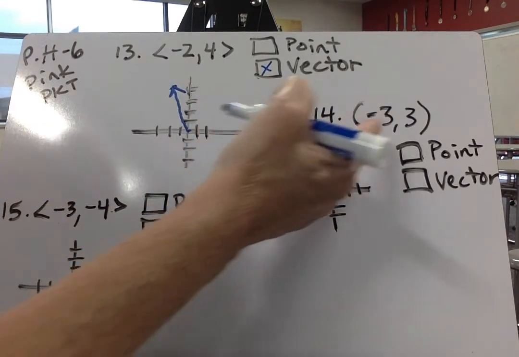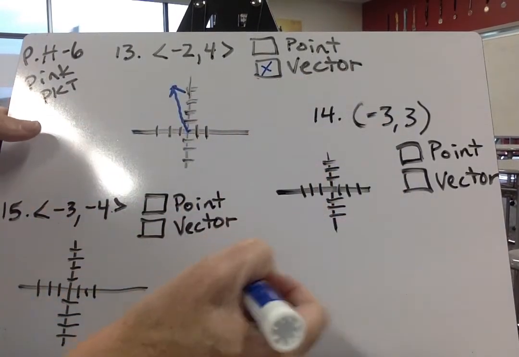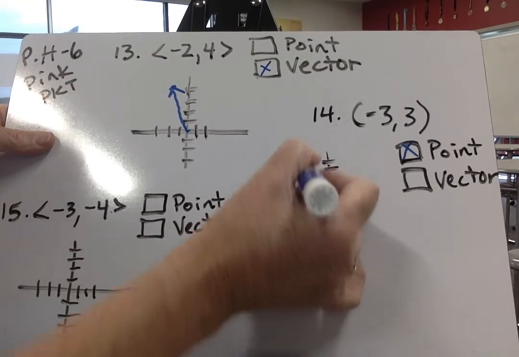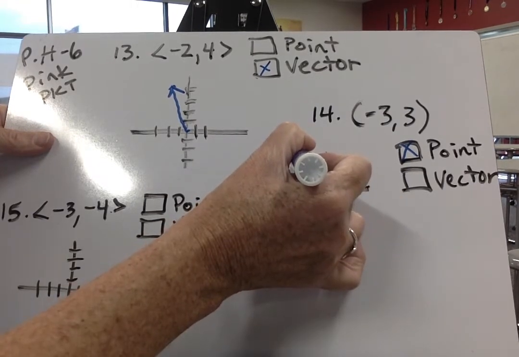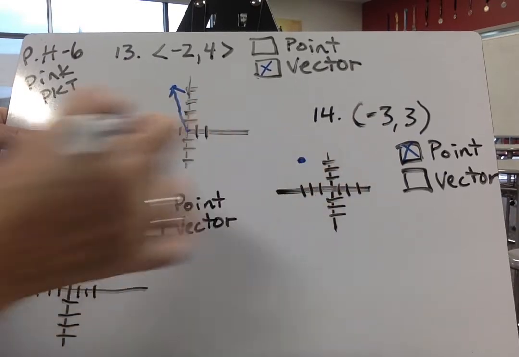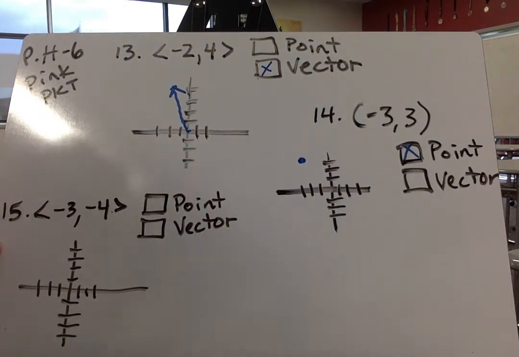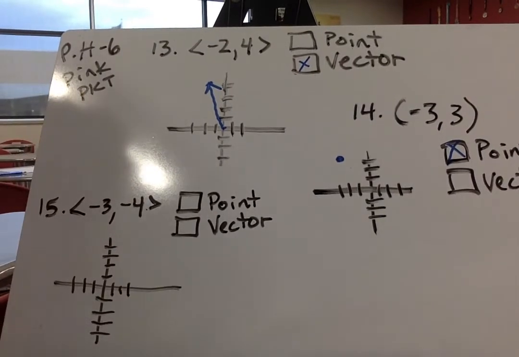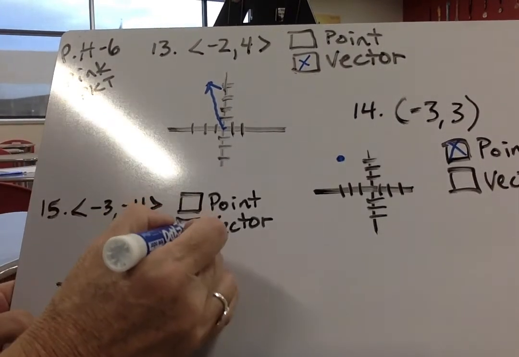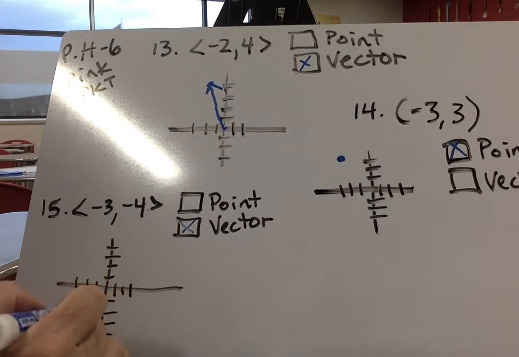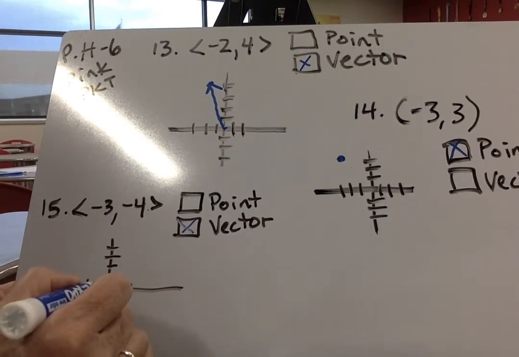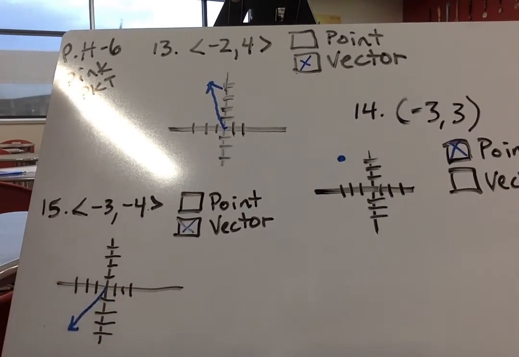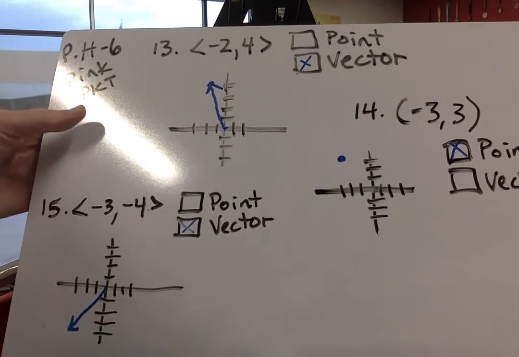Now, (-3, 3): is that a point or a vector? That's a point. It's got parentheses, so (-3, 3). And you're done. And then 15 over here is a vector. We go from (0, 0) to (-3, -4). And we're done. Okay?